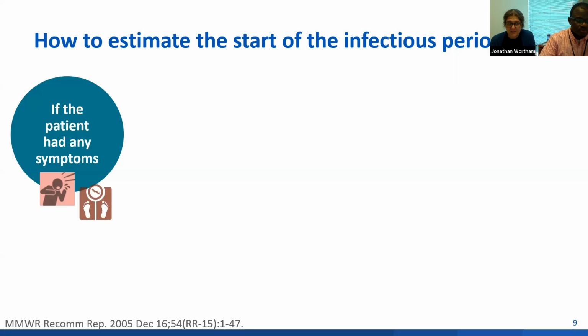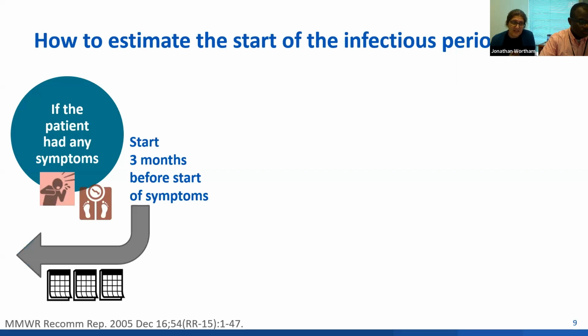So the very first question is to determine whether they've had any symptoms. And if they have, try to get as close to a date of the beginning of those symptoms as possible, because based on those 2005 guidelines, you're going to go back 3 months from the start of those symptoms. And that's regardless of whether they were smear negative, smear positive, cavitary. You're going to use the start of the symptoms and go back 3 months. And that is, like I said, what's in the guidelines as your very conservative start of your infectious period.